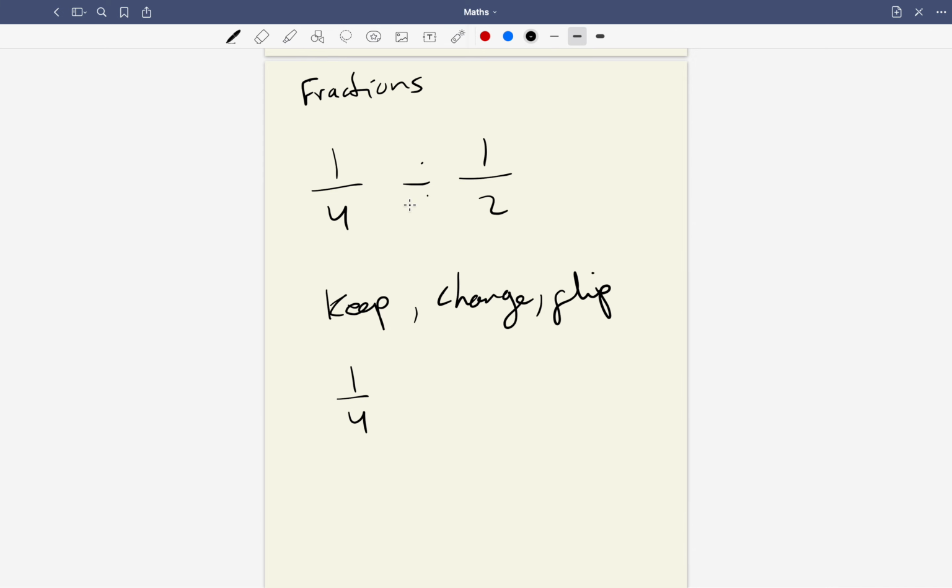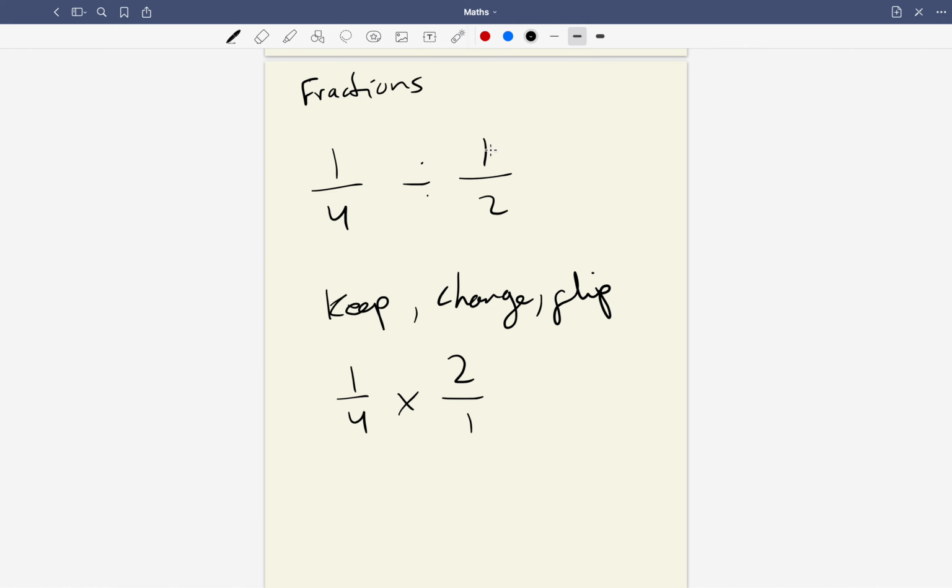We change the sign, so we change the divide, and we always just change it to a multiplication, and then we flip this fraction here. So we turn it around. That's the way you can do divisions. Okay, so the way it works, you keep the fraction on the left the same, doesn't matter what the fraction is. Whatever you're working out, you keep it on the left, you change the divide sign to a multiplication, and the fraction on the right, you flip it.